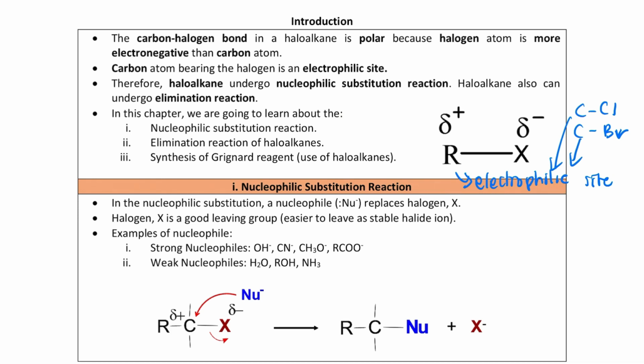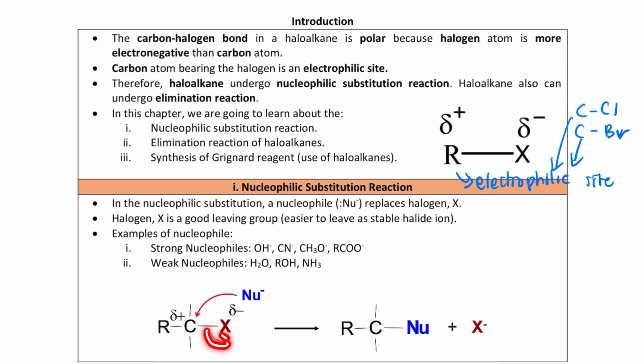Okay, so kita tengok nucleophilic substitution reaction. In nucleophilic substitution reaction, a nucleophile replace halogen X. Okay, so halogen X ni akan keluar. Okay, and nucleophile lain yang akan masuk dan attach to this carbon. So, kiranya menggantikan X ni lah. Okay, so kenapa X ni boleh keluar? Kan before this ada cakap dekat kamu, halogen is a good leaving group. Okay, good leaving group means easier to leave as stable halide ion. So kiranya dia boleh keluar sendiri and dia akan form halide ion yang stable. So contoh Cl-, Br-, stable lah.